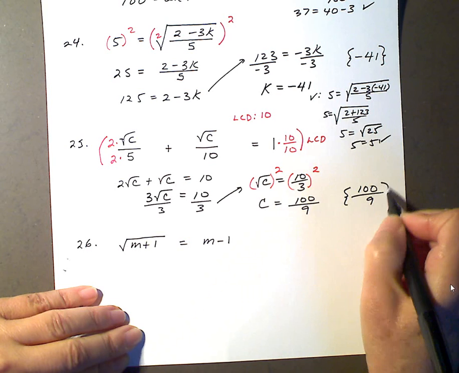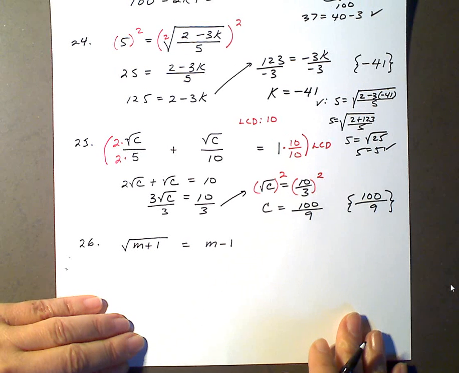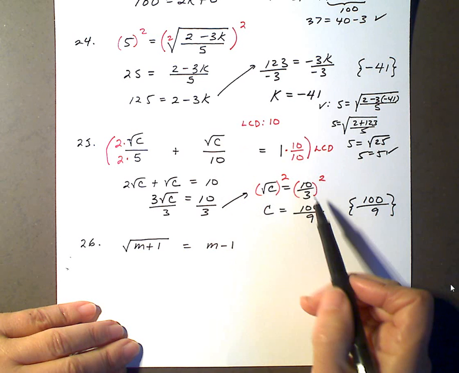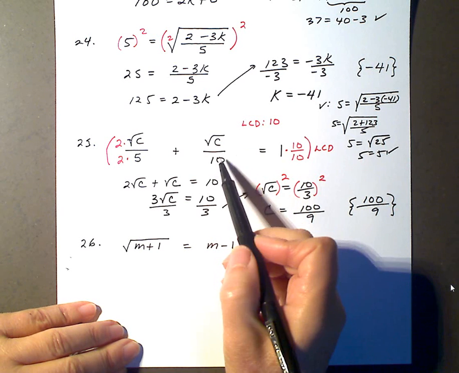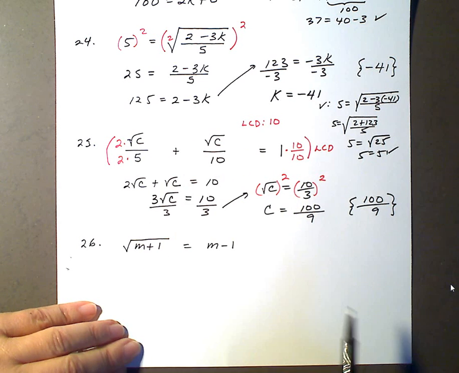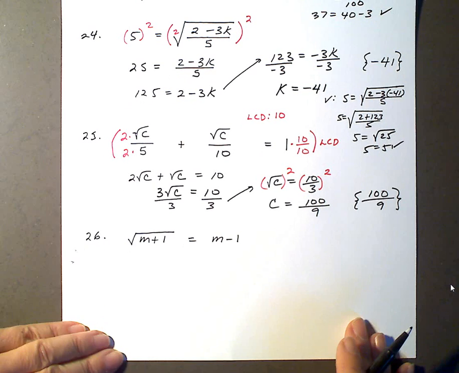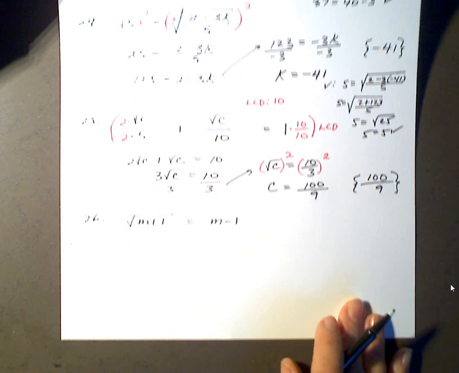That's a pretty simple arithmetic check. I will leave that one to you. The square root of 100 over 9 is always going to be 10/3, so 10/3 divided by 10, 10/3 divided by 5. You add those up, you should get 1. You can use your calculator if you'd like to check it.